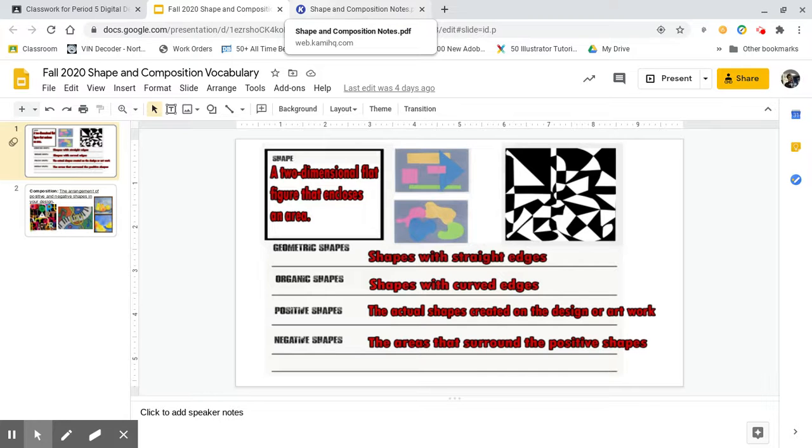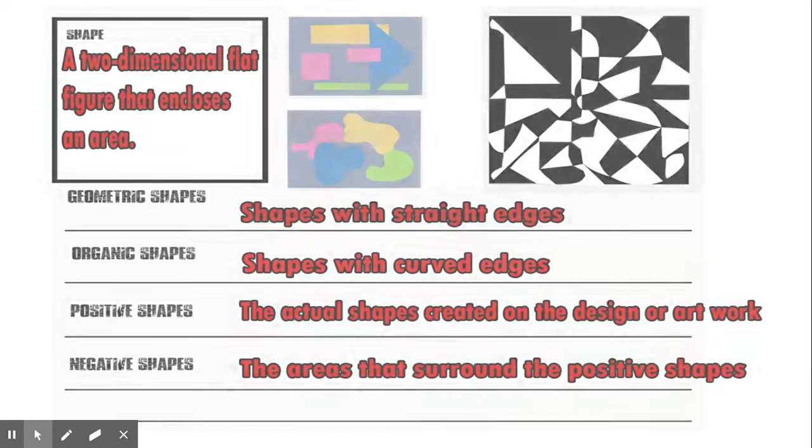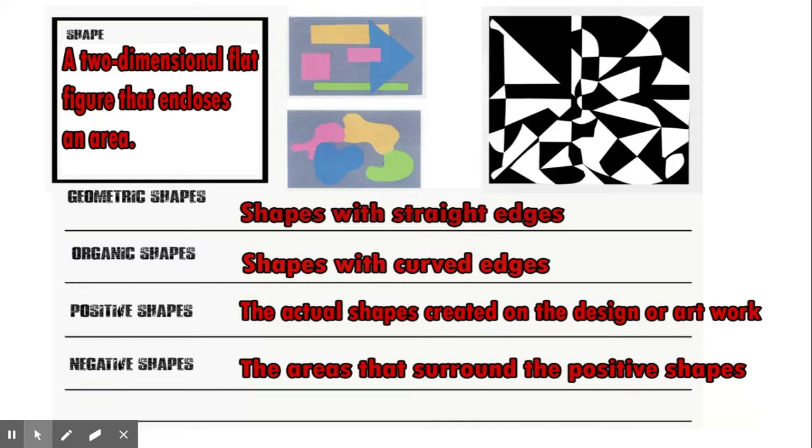So definition, the two-dimensional flat figure that encloses an area. Oh boy, waiting for the internet. Oh my. Well, today I learned about shapes. There are two major categories of shapes. All right, so you're going to read through this. Geometric shapes, organic shapes. You got your positive and negative shapes.